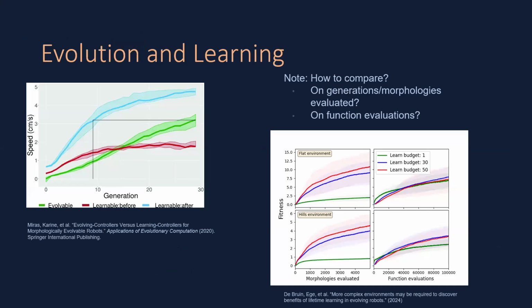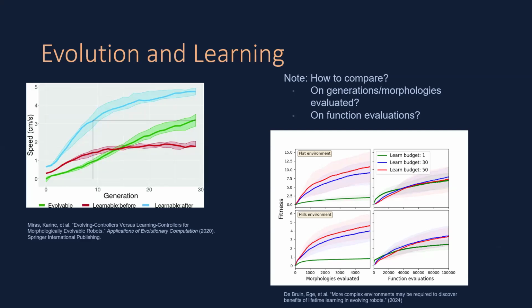And this has been shown to work quite well. In this graph over here, you mostly have to compare the red line with the green line, which is purely evolution, so no learning involved, and the blue line, which is the performance after learning.